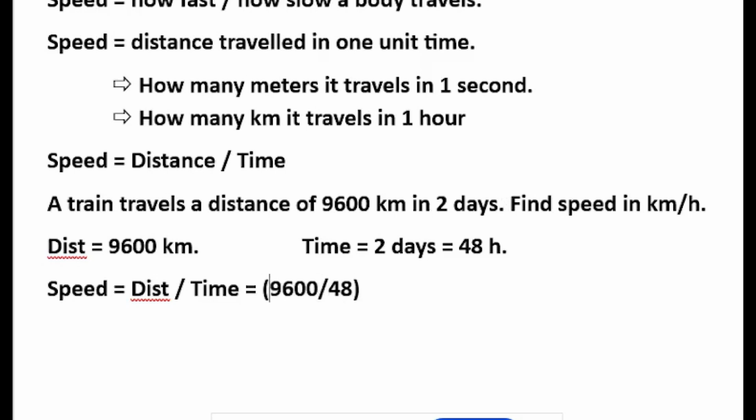Again, which unit first? 9600, what is the unit? Kilometer. First numerator. By, then 48. What is the unit for 48? Hour. First numerator, then denominator. So that will give you 96 by 48 is 2. So 200 kilometer per hour.